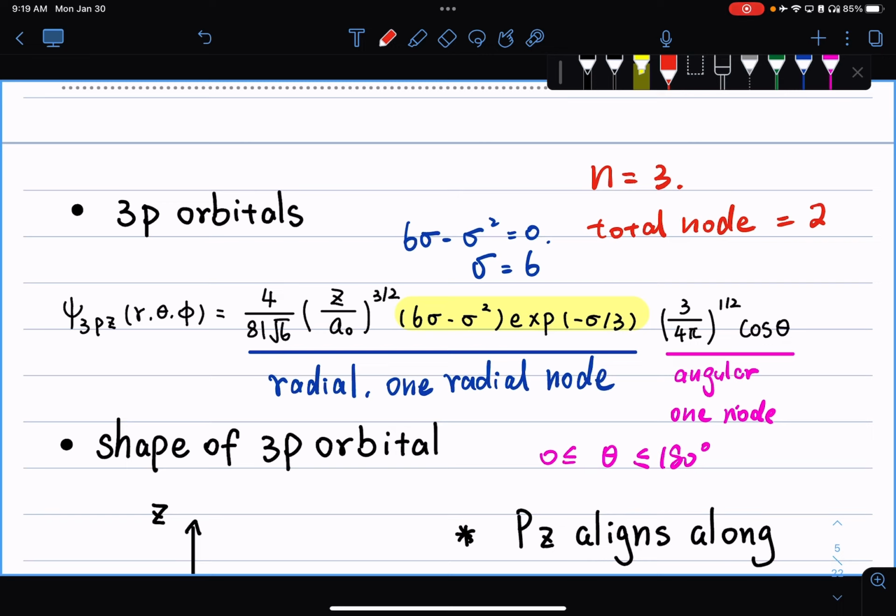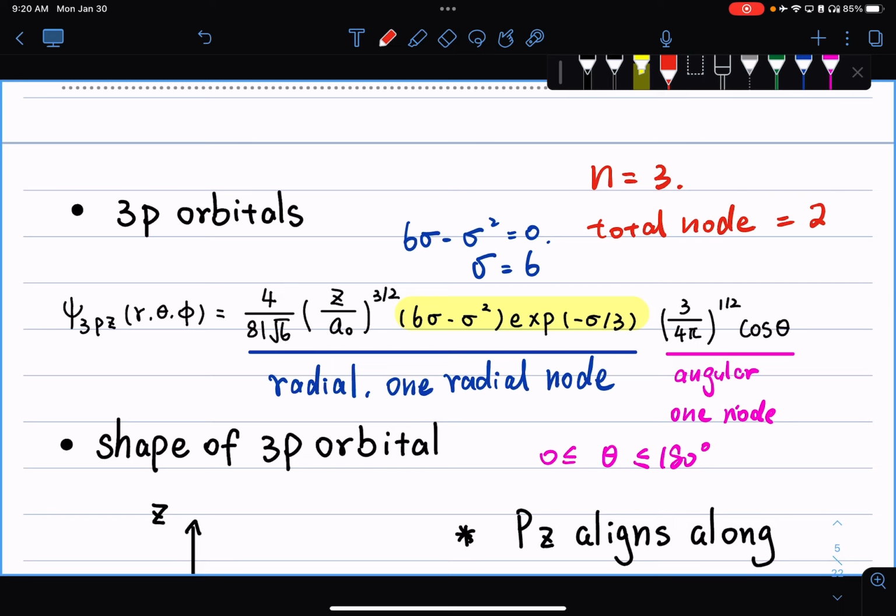And before, when we were talking about the 2p or 2s atomic orbital, n equals 2, the total number of nodes equals 1. And for 1s, n equals 1, so there exist no nodes in your atomic orbital. So that's also a nice sanity check when you're deriving the number of nodes here.